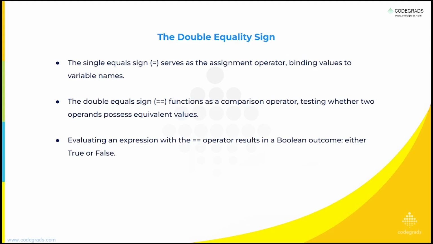Now what does the double equal sign mean? It functions as a comparison operator, testing whether two operands possess equivalent values. So when I mention, suppose I give variable a the value 10.